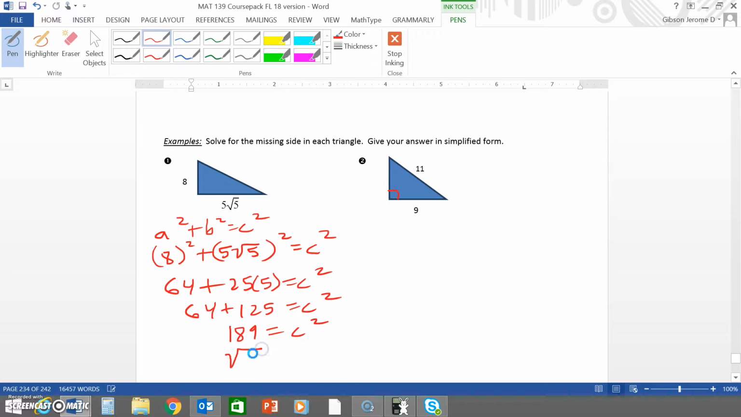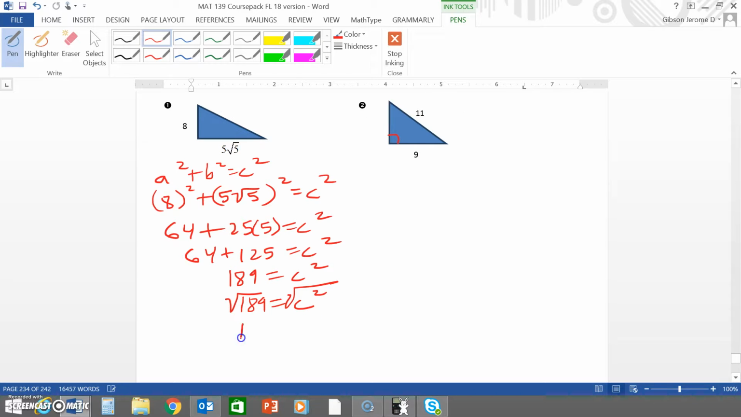Now, we would take the square root of both sides. And the square root of 189 is actually 17. I'm sorry, I made a mistake. It was supposed to be the square root of 289 is 17. But the square root of 189 will give you a decimal value. So we could just leave it as the square root of 189, and that will equal C.